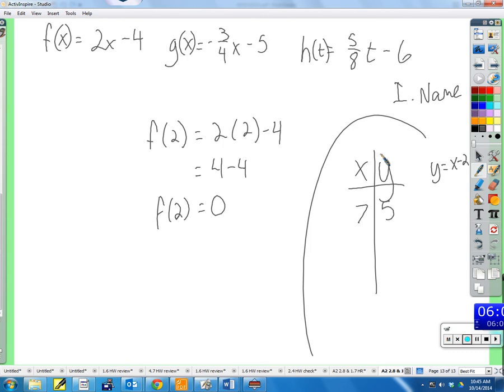So does it also help when you're graphing multiple lines, you can label them differently? Yeah. You could just put f next to a line, g next to a line, and h next to a line. Exactly. That happens a lot because we want to know which is which.